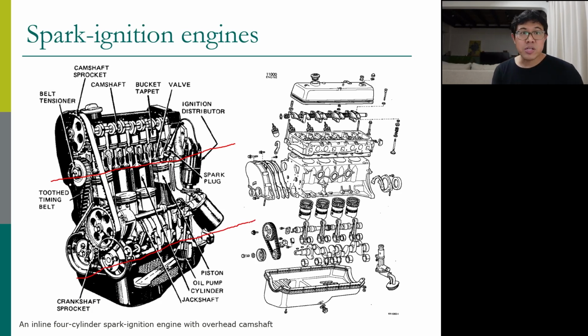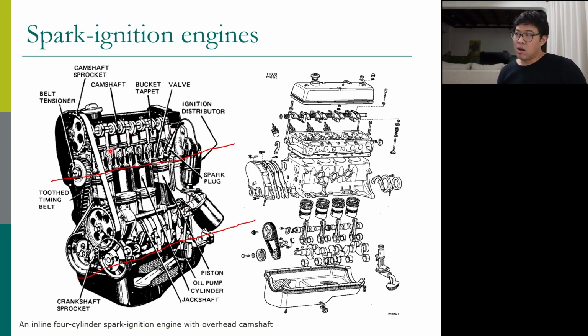So the engine has a main part, which we call the engine block. This is where the pistons move up and down. We have the cylinder, the piston, and everything, right? So this is the main part. And this is the top part of the engine. Sometimes we call it the engine head. Engine block and engine head.